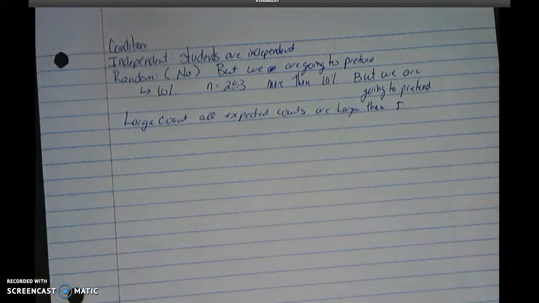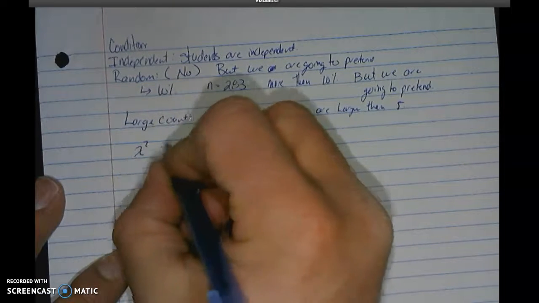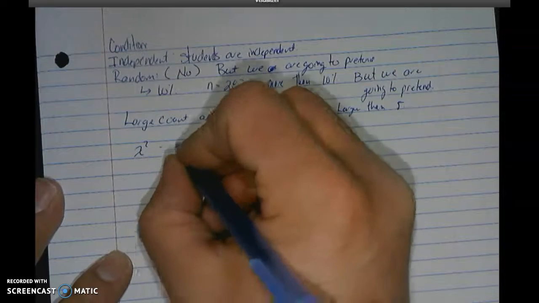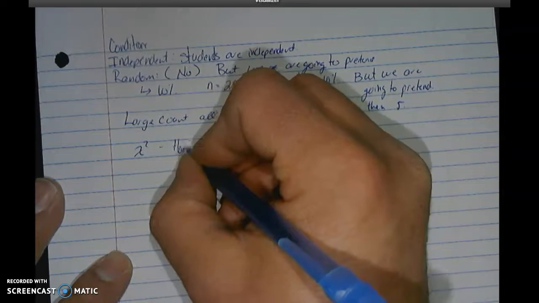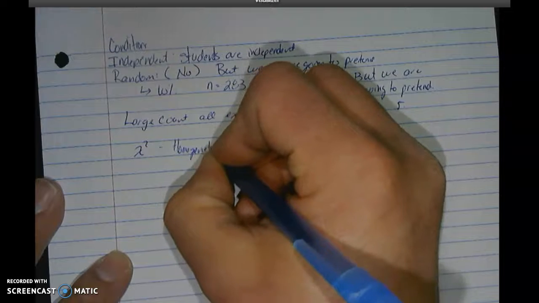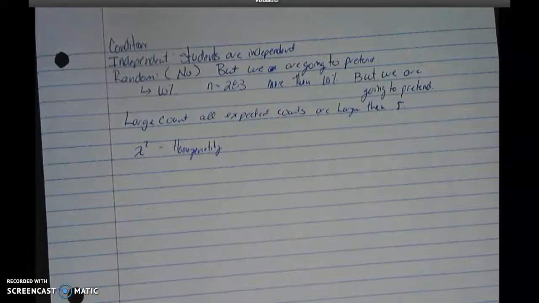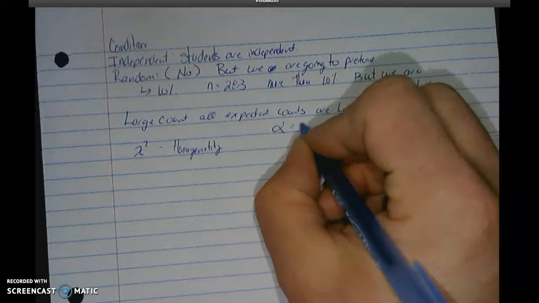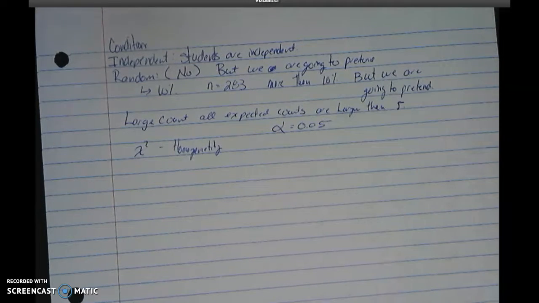Okay. Then what kind of test are we going to do? Two-way chi-square test. Chi-square test of homogeneity. Wait. Alpha. What do you want to do for your alpha level? 0.1. No! Stop saying 0.1. It's 0.05. Thank you. He's wrong. Okay.